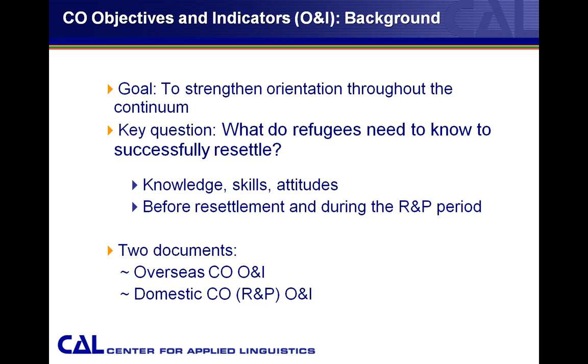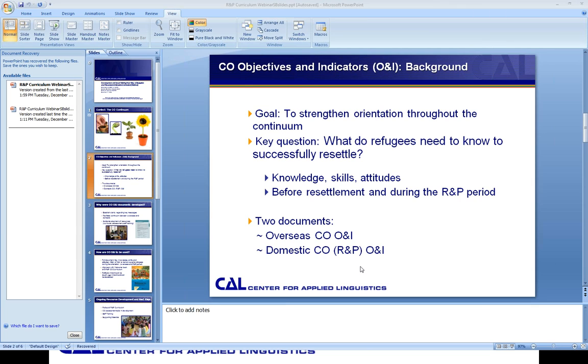As a result of that process and extensive consultations and conversations that happened in the CO work group, in refugee focus groups, and with service providers around the country, we ended up with two documents that are really the foundation of CO delivery, both overseas and domestically. One is the Overseas CO Objectives and Indicators document. If you have not seen that, it can be found on our website. The other document is Domestic CO, and that is the Reception and Placement Objectives and Indicators document.